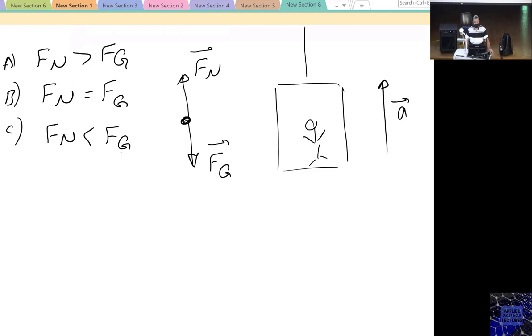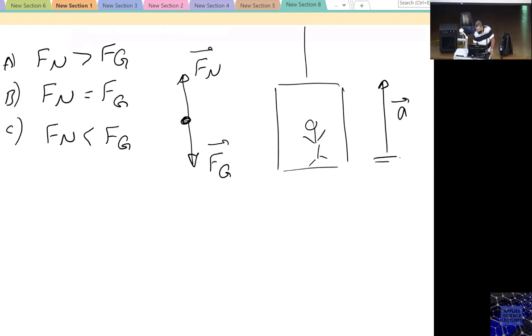Who has an answer to this? If you're going up, accelerating up. Lower? Why? So are you expecting the normal force to be smaller than the gravitational force, or greater? Greater, which means the reading you'll be seeing on the scale would be higher, right? Would be larger.